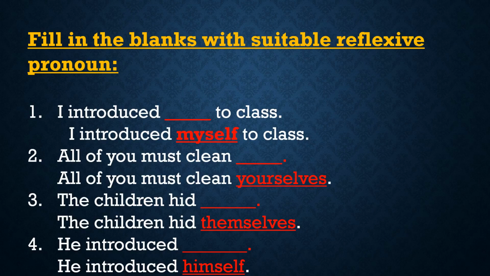The children hide blank. Answer will be, the children hide themselves. Here, themselves refers back to the children. He introduced blank. He introduced himself. Here, himself also refers back to the subject, that is he.